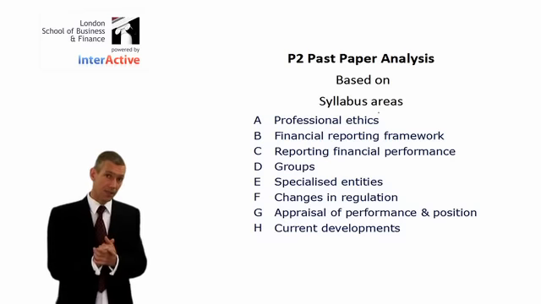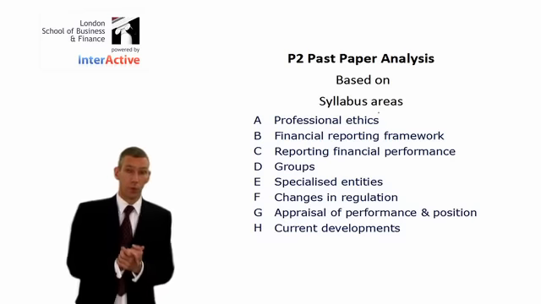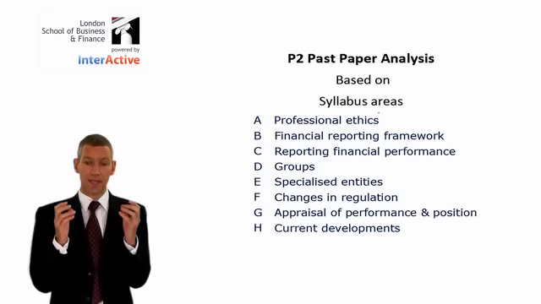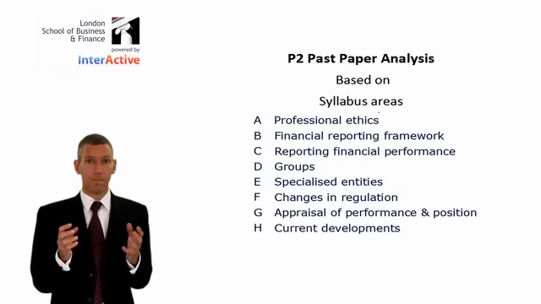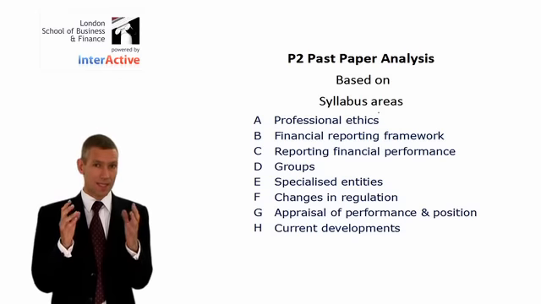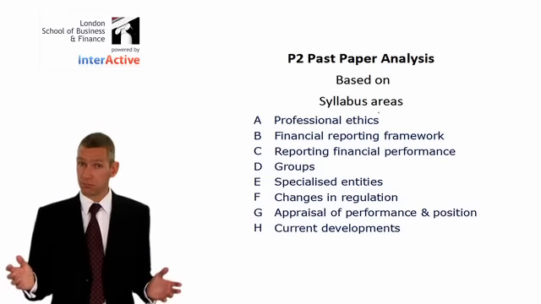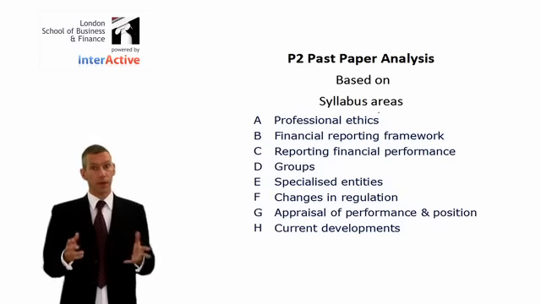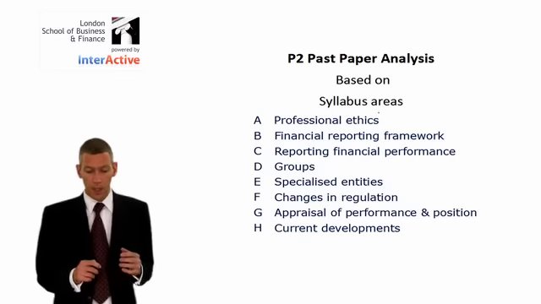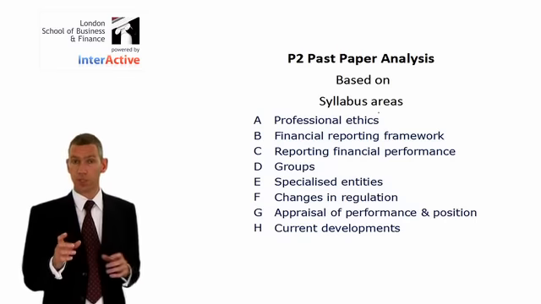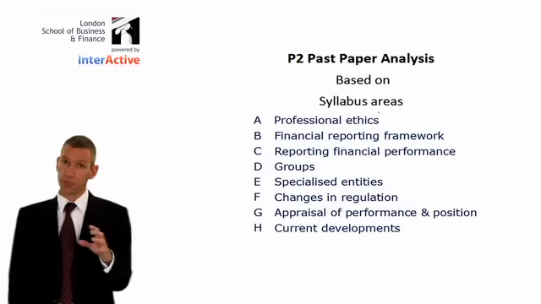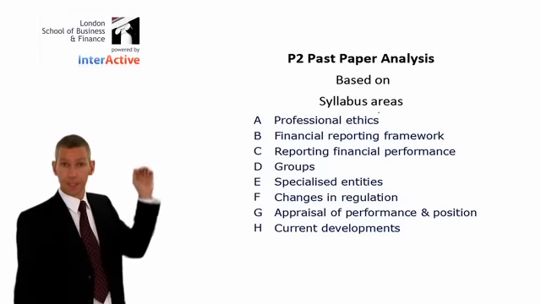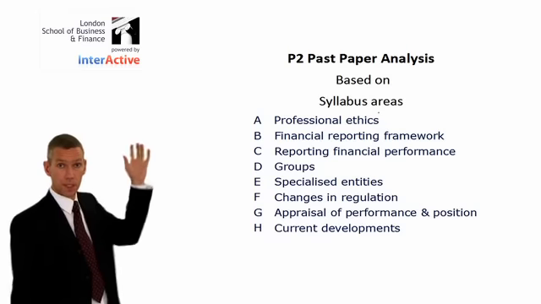I'll start by saying there's 125 marks for P2. And P2 is essentially financial reporting. Slightly oversimplifying it, but P2 is essentially financial reporting. Now, if you were to go to the ACCA website, you'll find that the actual financial reporting is contained in C and D.